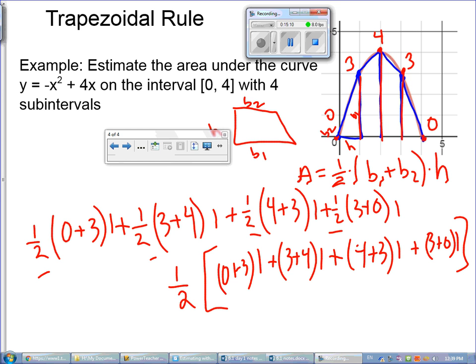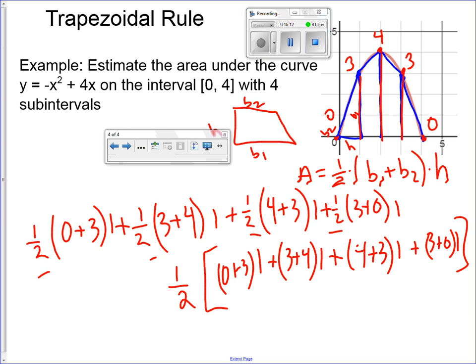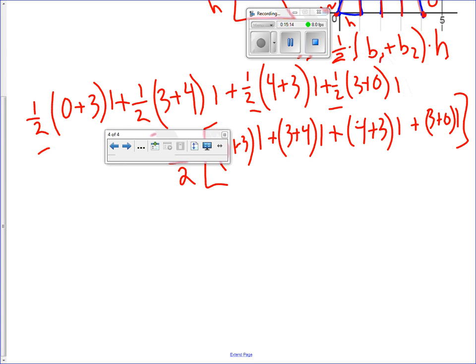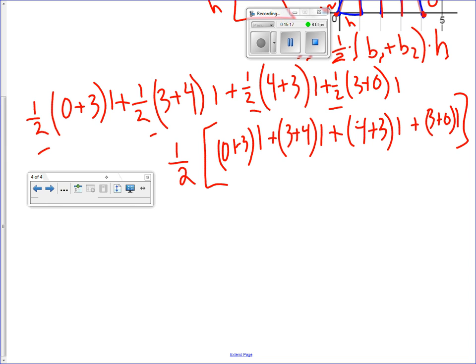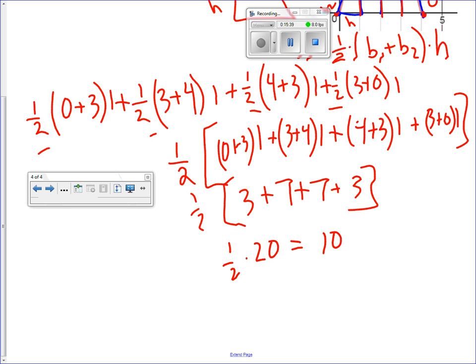All right, so let's add these up. 0 plus 3, let me move that out of the way. 0 plus 3 is 3, times 1, still 3. 3 plus 4 is 7, times 1. 4 plus 3 is 7, times 1. 3 plus 0 is 3, times 1. 1/2. So 3 plus 7 is 10. 7 plus 3 is 10, so that's 20. And half of 20 is 10. So the trapezoidal approximation gives me 10 again.